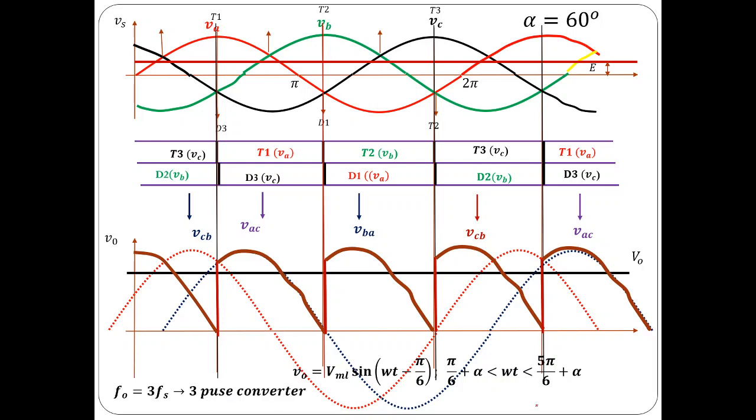So it is a 3 pulse converter. The average value you can find out. So the average value would be something like this. You can derive the formula and find it out. We will see what the formula for the average value is sometime later.